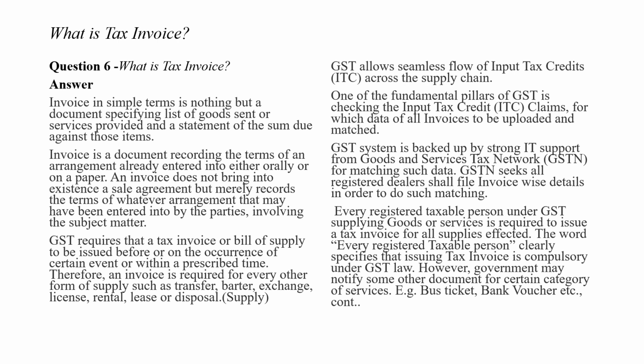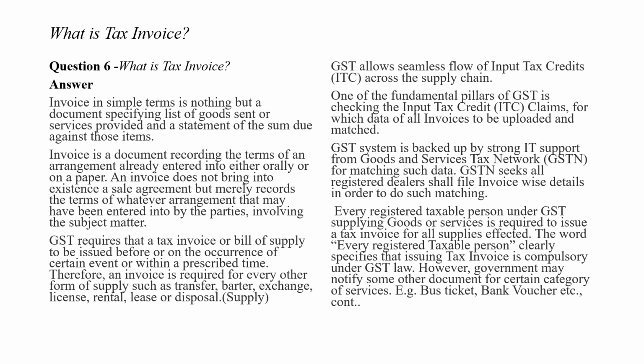GST requires that a tax invoice or bill of supply be issued before or on the occurrence of a certain event or within a prescribed time. Therefore, an invoice is required for every form of supply such as transfer, barter, exchange, license, rental, lease, or disposal. This is all called supply. GST allows seamless flow of input tax credit, ITC, across the supply chain.